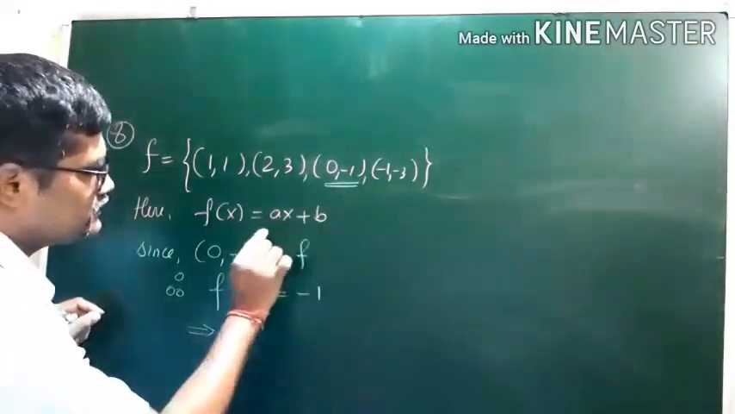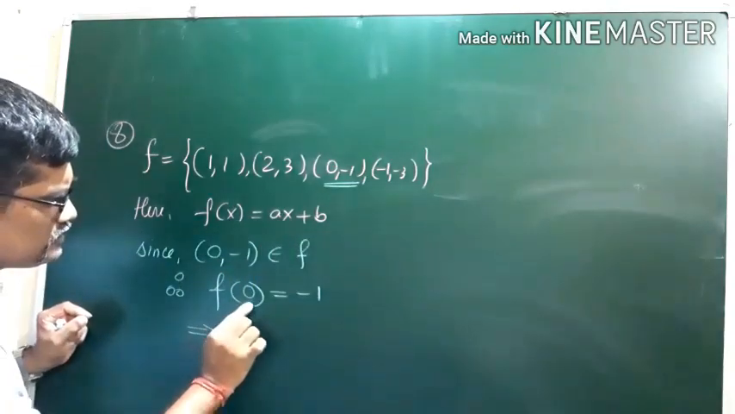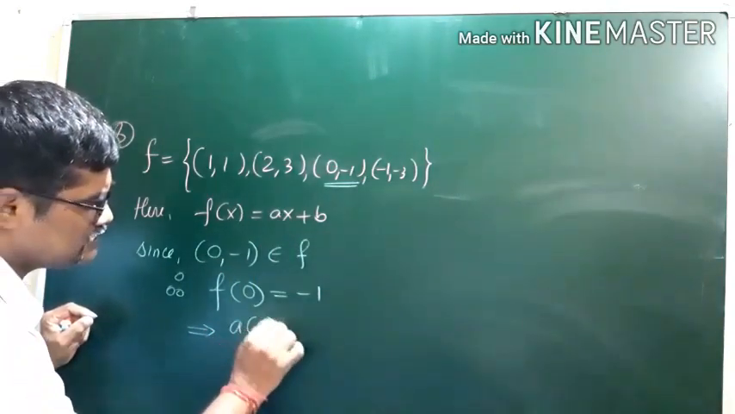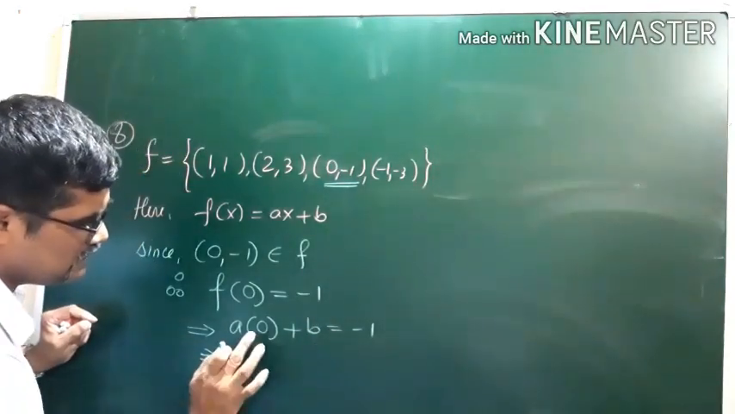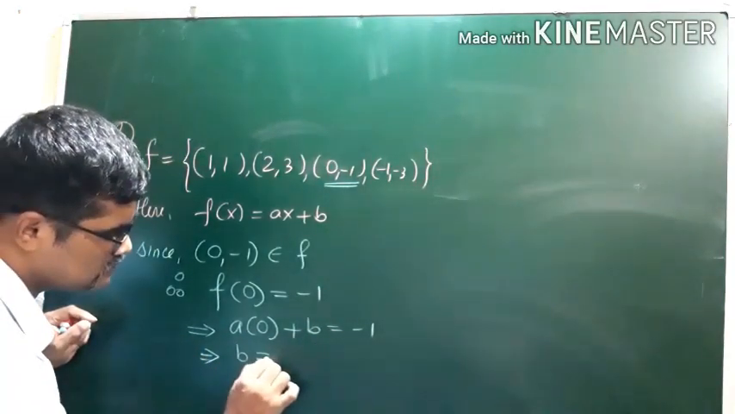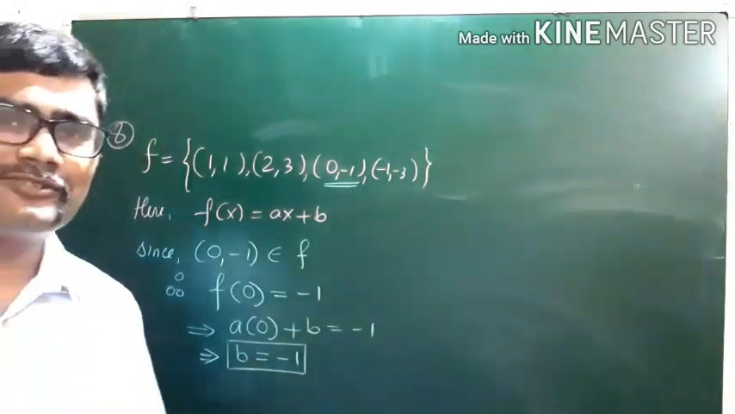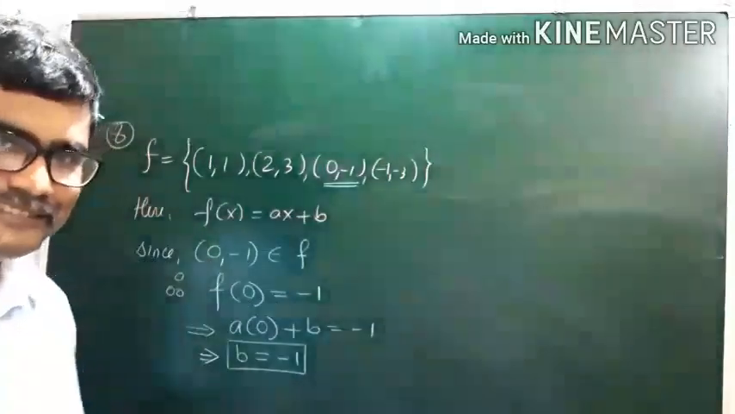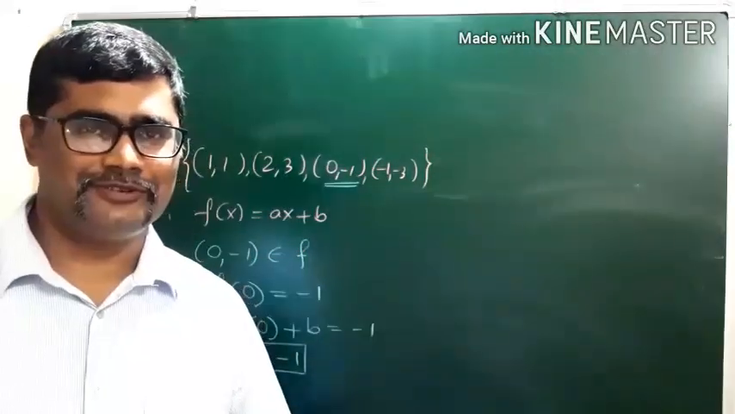I want to use this definition. If f(x) equal to ax plus b, f(0) will be what? a times 0 plus b equal to -1. So what will you get? This becomes absolutely 0. So b equal to -1. So this is the advantage we already foresee. If I have a 0 here, directly you get the value of b.